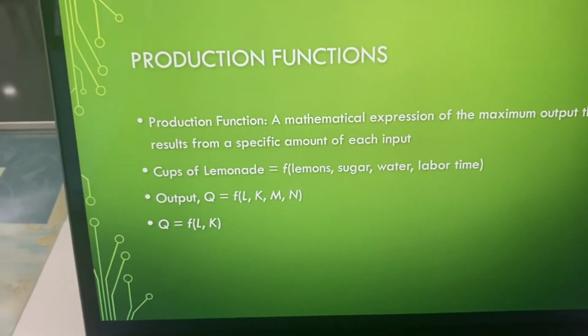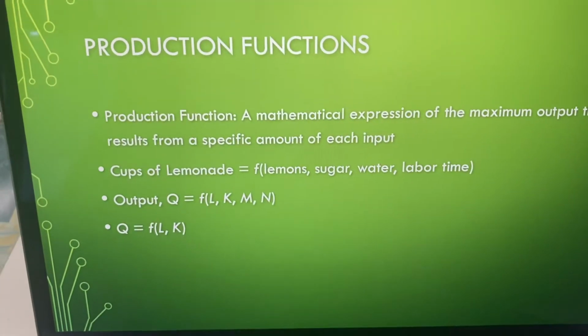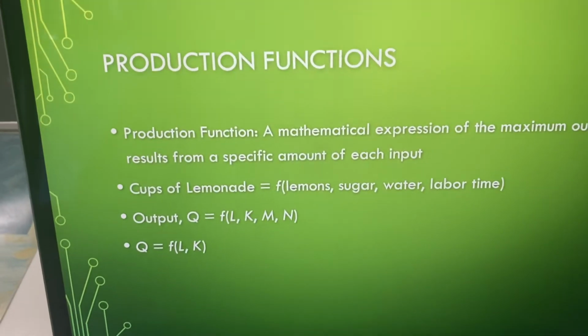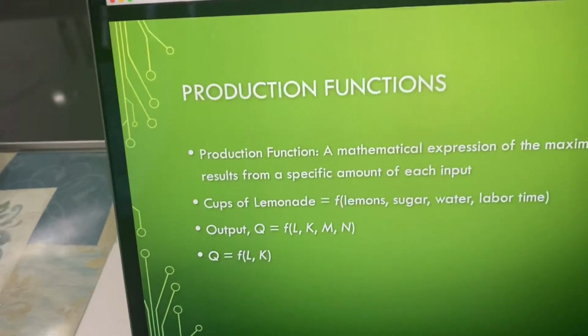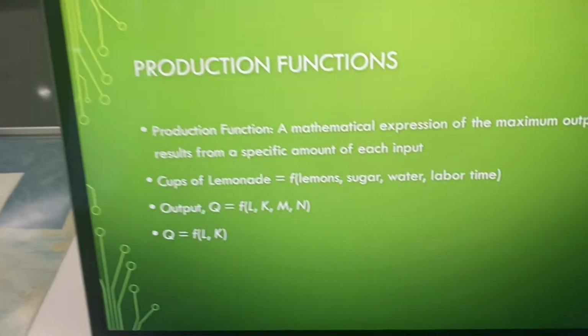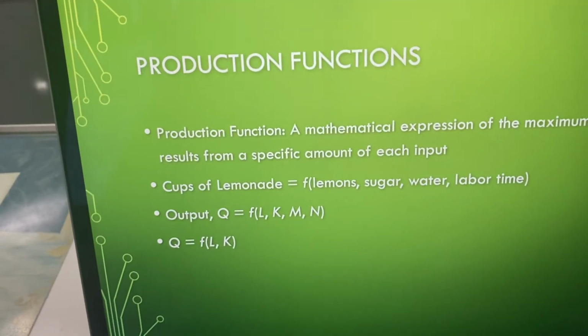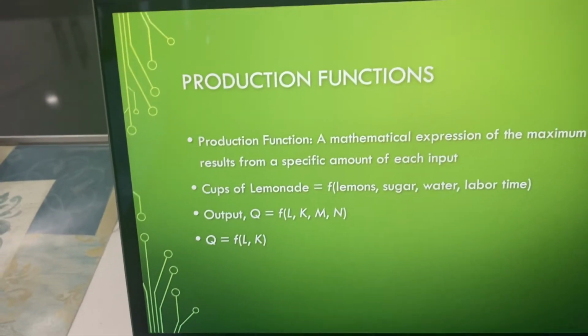Now, this is our production function, in which Q represents the quantity of output, L represents the quantity of labor, and K represents the capital. I use the example of cups of lemonade because these are all factors of production for the business of making and selling lemonade. You need lemon, sugar, water, labor, and time.